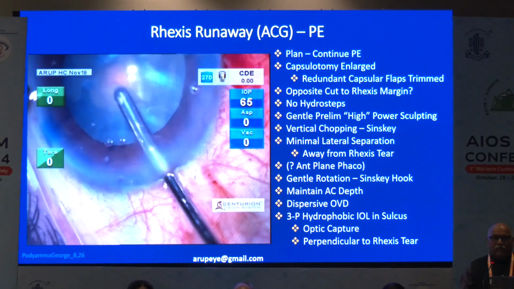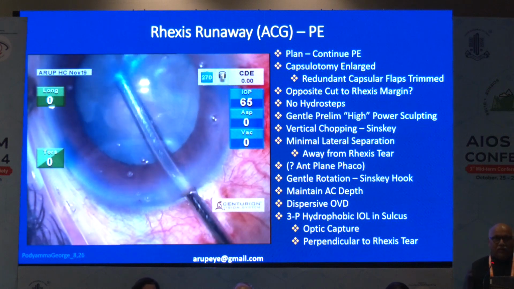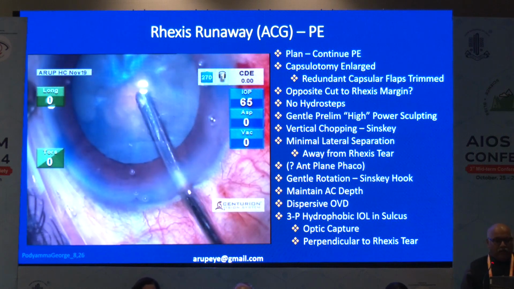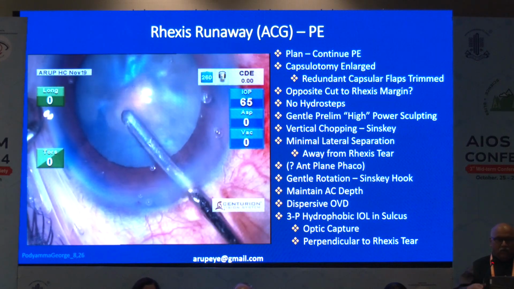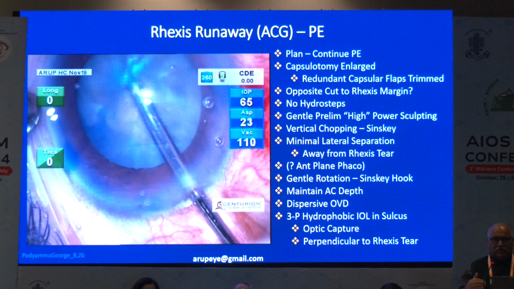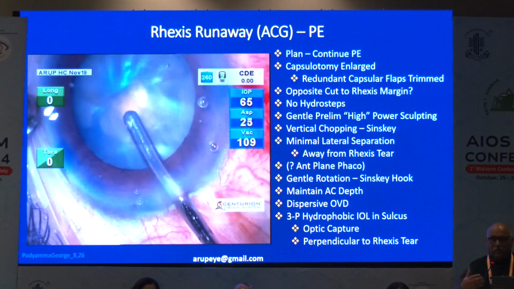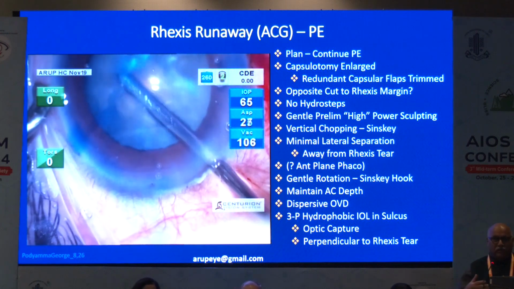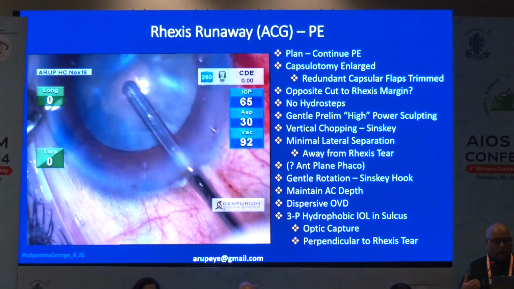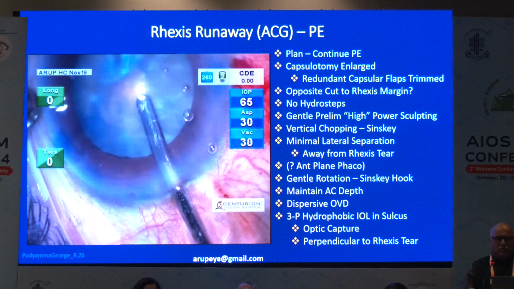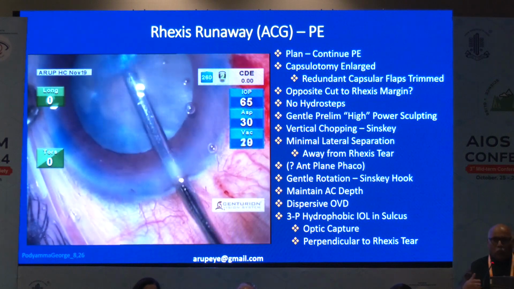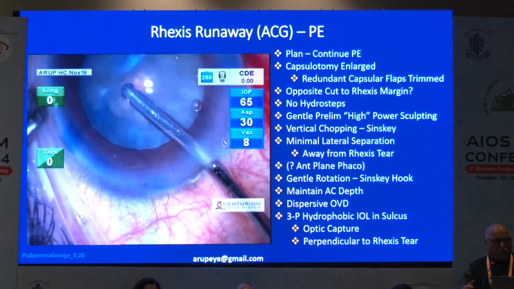Now capsular bag decompression has to be done. Before that, since we had to use the cohesive OVD, we had to evacuate the anterior chamber, otherwise there will be no pressure gradient which will bring the lens matter from the capsular bag out of the anterior chamber. So here, for some reason, the decompression process was not working out as per plan.